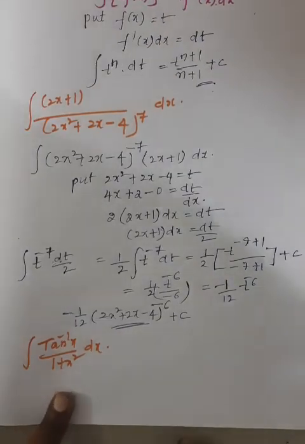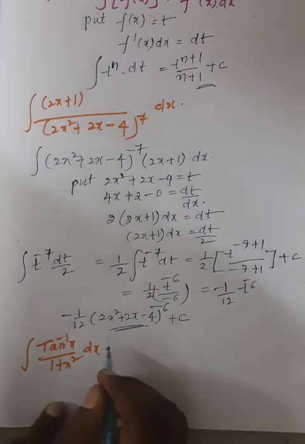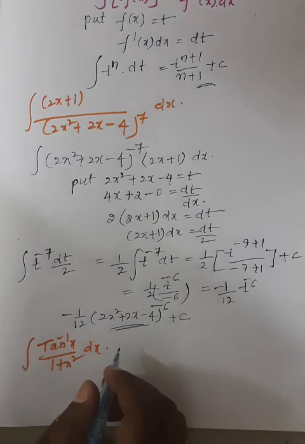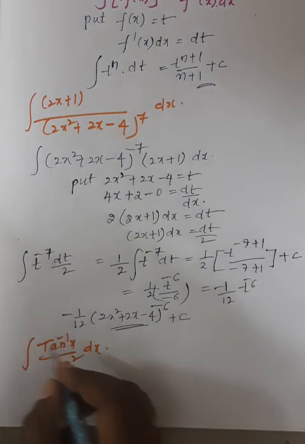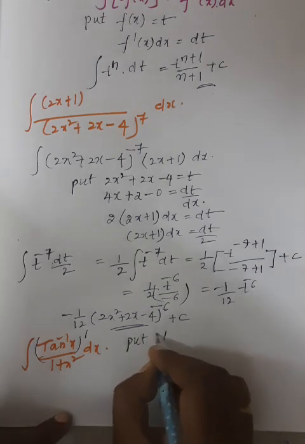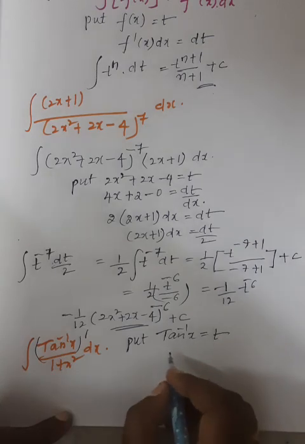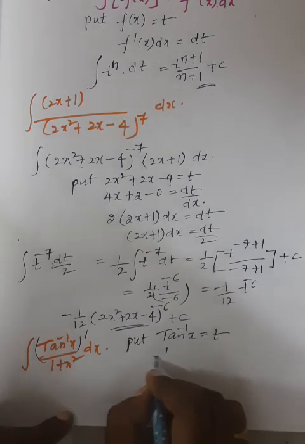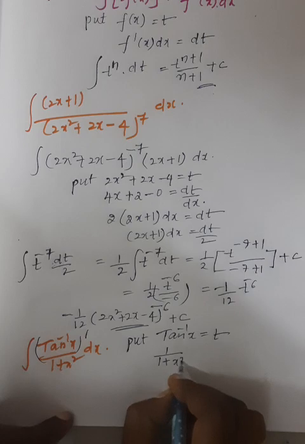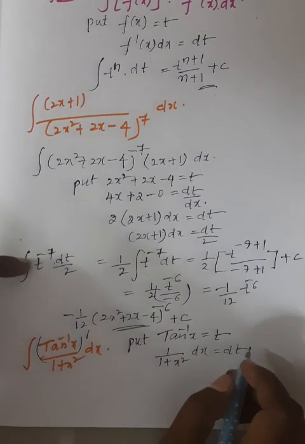Now the next question is integration of tan inverse x by 1 plus x square into dx. Here also you have to put tan inverse x is equal to t. Now the power is 1 here. Put tan inverse x is equal to t. Now differentiate both sides. You will get 1 by 1 plus x square into dx is equal to dt. Substitute in the question now.